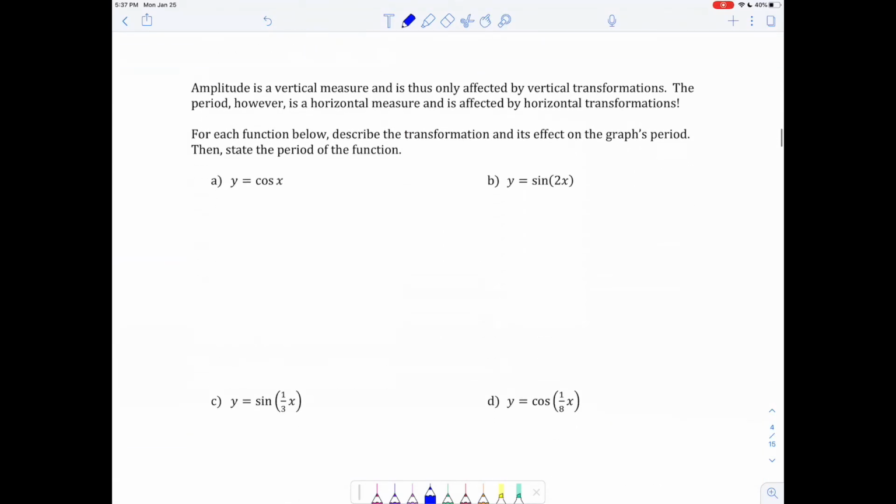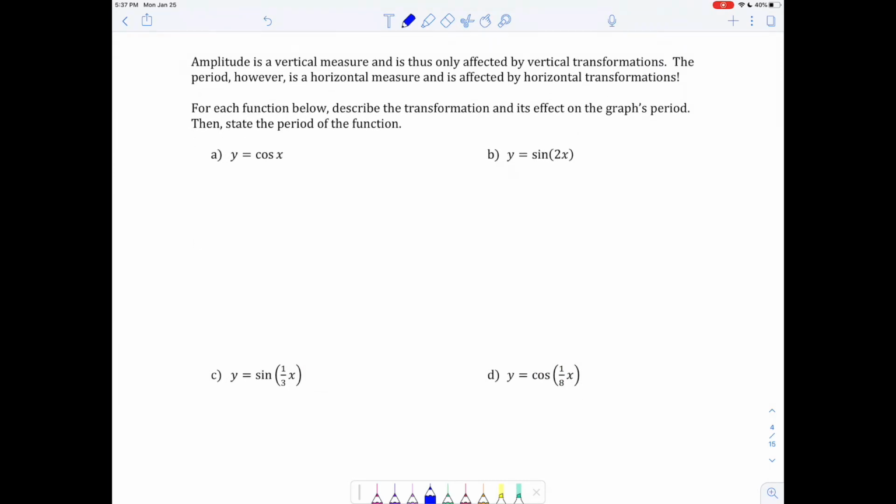Let's look at horizontal transformations a little bit too. And again, just kind of stretches and compressions. Here we are going to actually describe what's going on. So we'll describe the transformation. What does this transformation look like when it's applied? And then we'll look at its effect on the graph's period and state the period of the function.